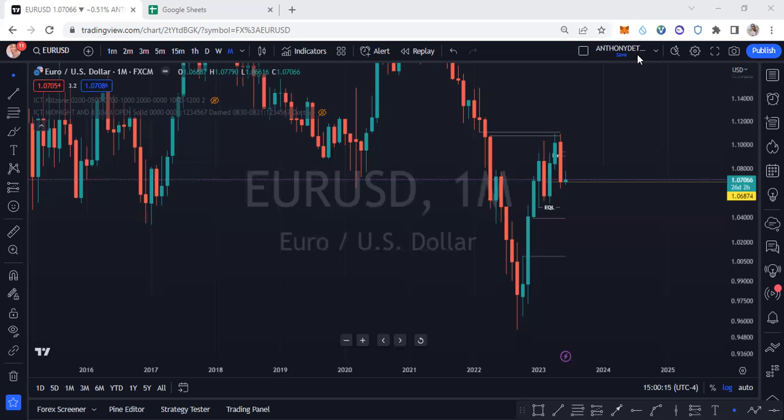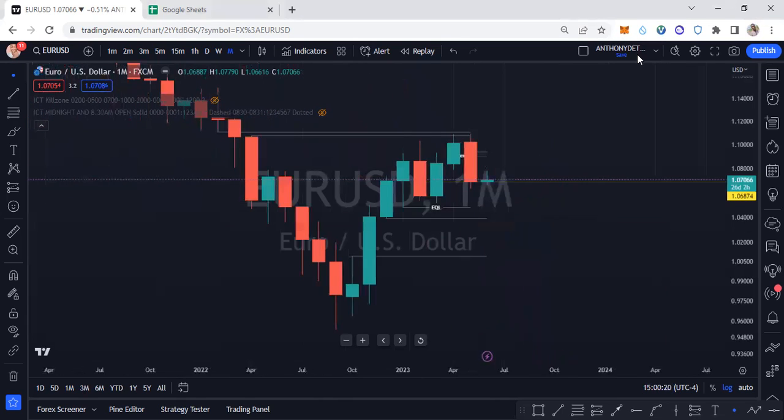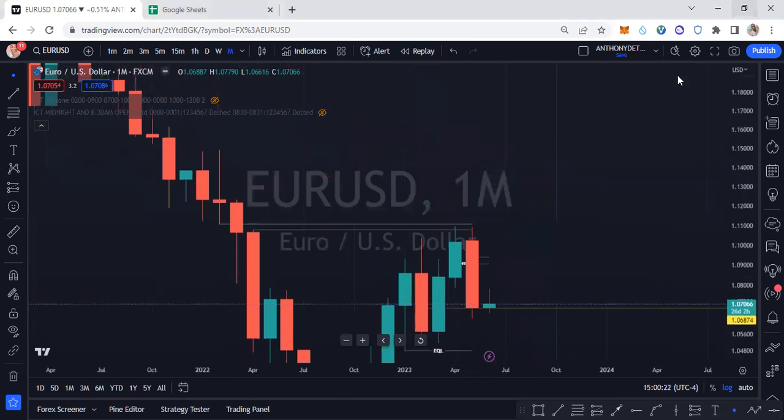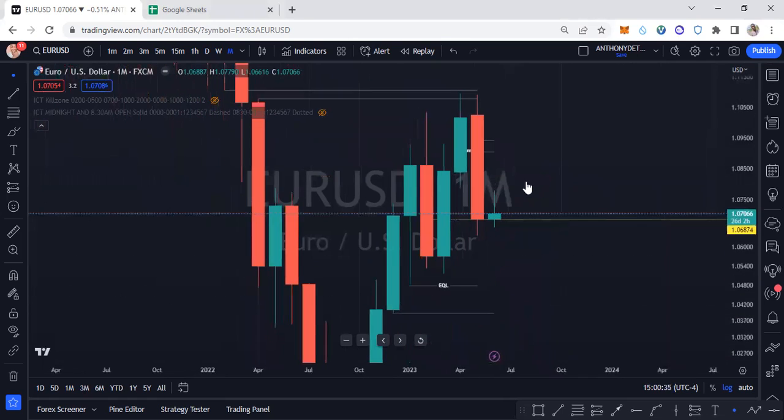So let's hop into the chart. This is Euro USD. We are looking at the 1 month time frame currently. You can see here, price traded into this FVG here. This was the April candlestick. Price traded into the FVG here, filled it. Then the May candlestick closed bearish.